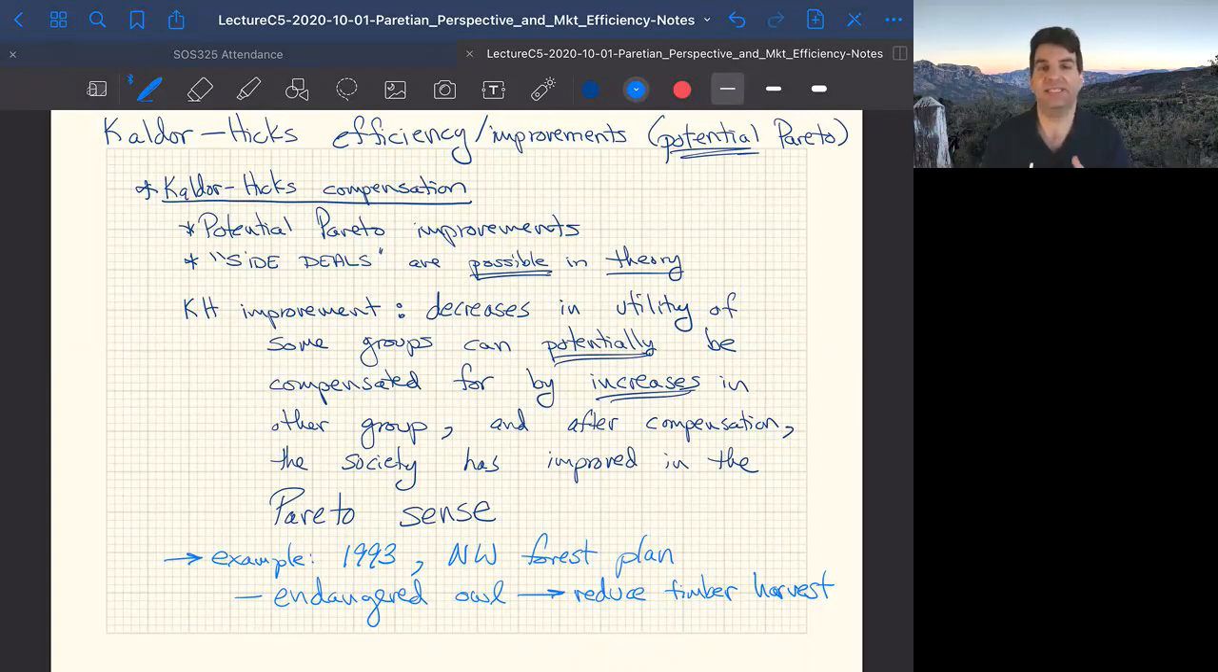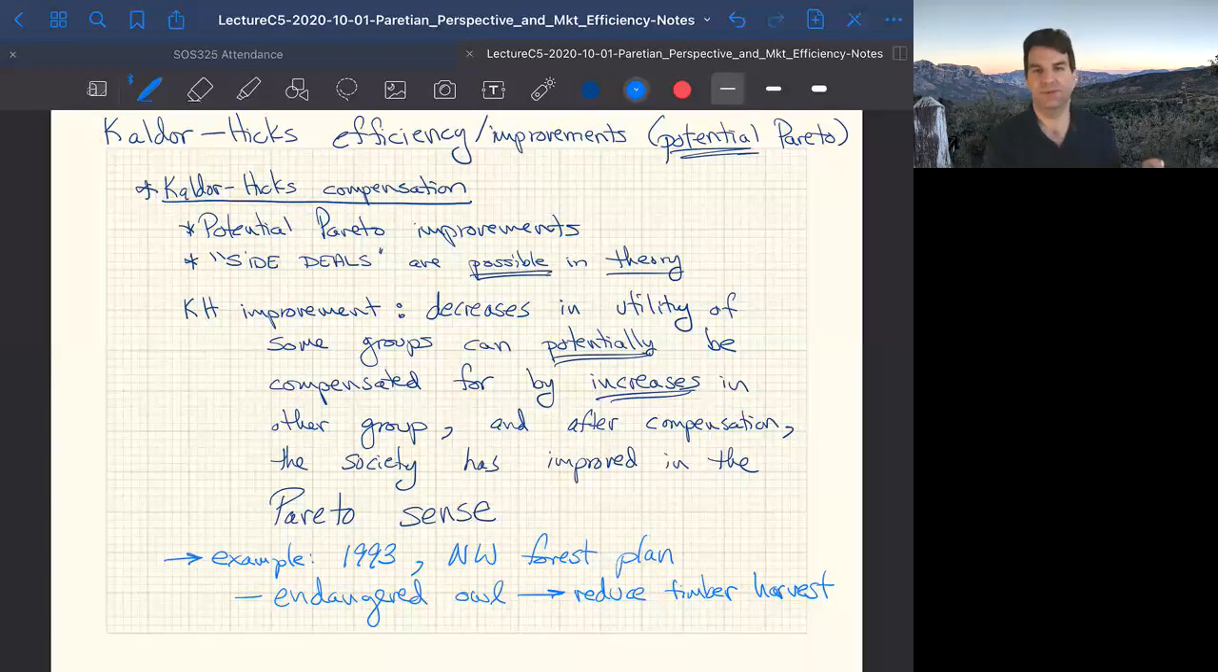Now, at the instant you do that side deal, it's not a potential Pareto improvement, it's a Pareto improvement. If you actually implement that tax, then people are doing better in the true sense of Pareto. But a Kaldor-Hicks improvement says that even if you don't levy the tax, you still can say you're better off.